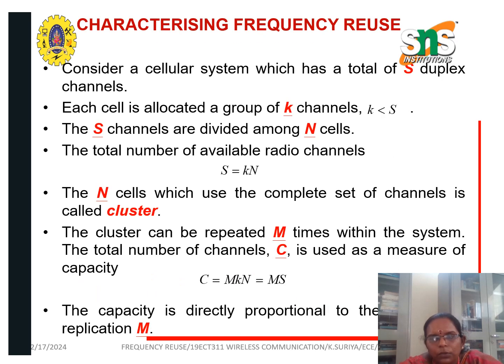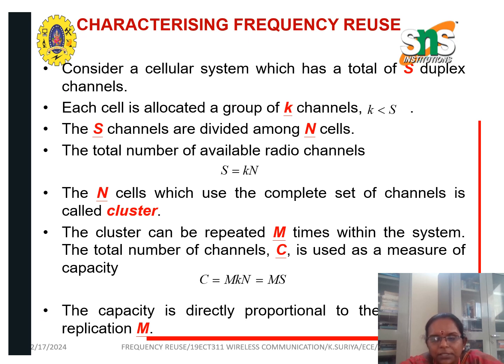So let us see how the frequency reuse is characterized. Consider you have a total of S duplex channels and each cell is allocated K channels, where K should be less than S. The S channels are divided among N cells, where N is the cluster size. If N is equal to 7, then the available spectrum will be divided by 7. If it is 4, then it is divided by 4. So the total number of available radio channels can be represented by S = K × N.